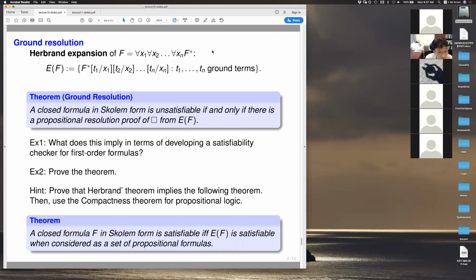No, not quite. Okay, so here are two exercises I want you to think about. The first exercise is to think about how to use these theorems to develop a semi-algorithm for checking validity for first order logic formulas. So that's the first exercise I want you to do.